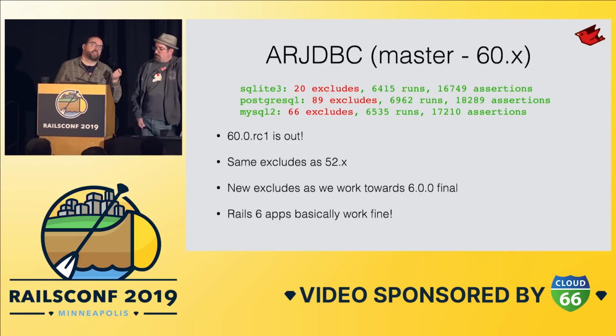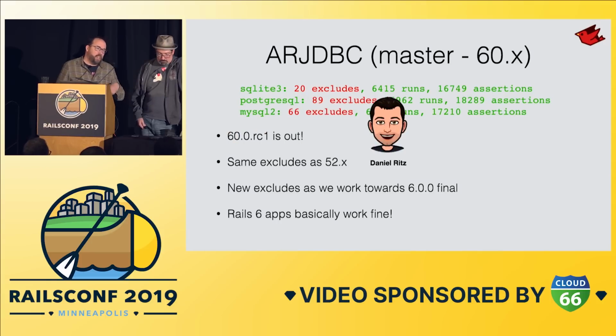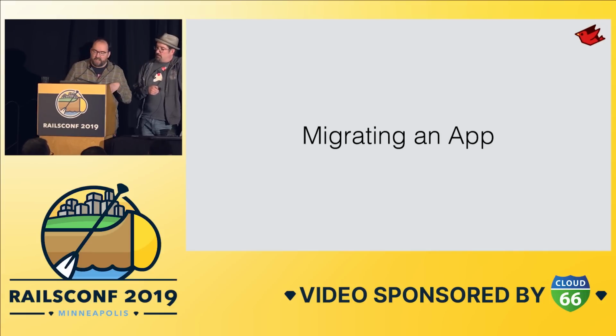Also, on Sunday, version 6.0.0.rc1 was put out, so you should be able to just seamlessly try Rails 6 RC1 now. I want to give a little shout-out to Daniel Ritz. He has been keeping us up to date on this project in real time for Rails 6, and we really appreciate that he did that. Thanks, Daniel.